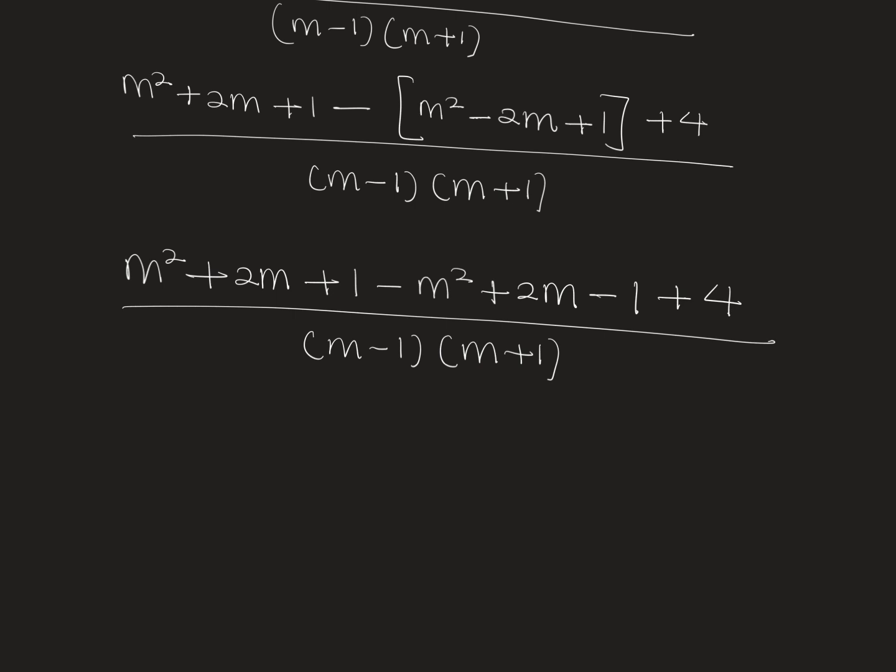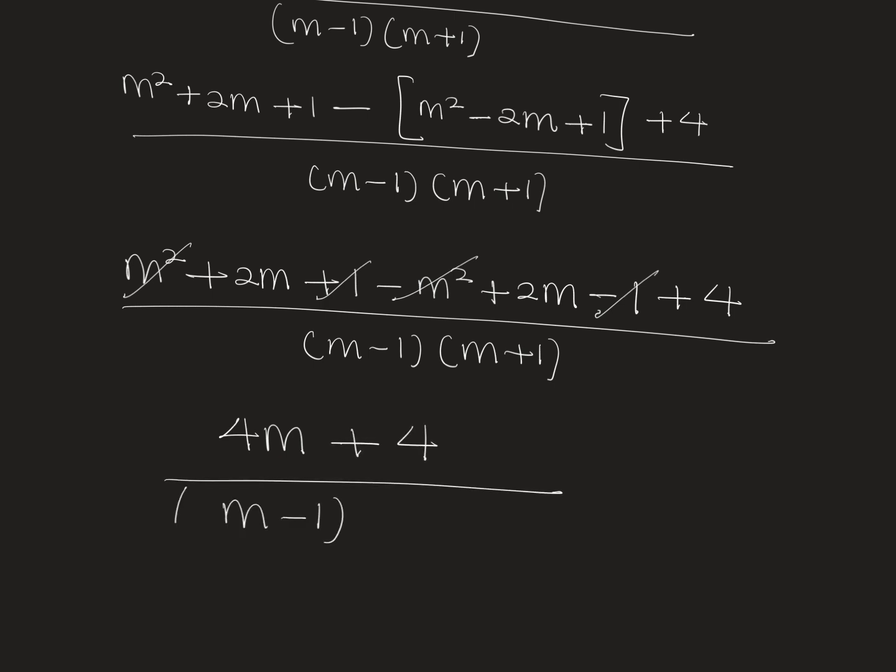So what do we have? M squared minus m squared will cancel out. Okay? M squared will cancel negative m squared, and therefore we're going to have 2m plus 2m will be 4m. Again, plus 1 minus 1 will cancel out. Okay? Plus 1 will cancel minus 1. So what are we left with? Plus 4. Okay? All over m minus 1 into m plus 1.